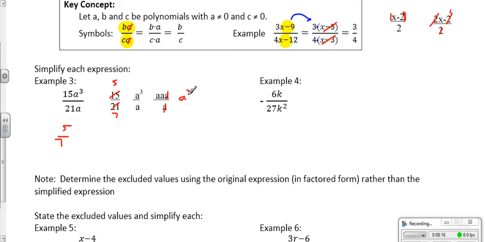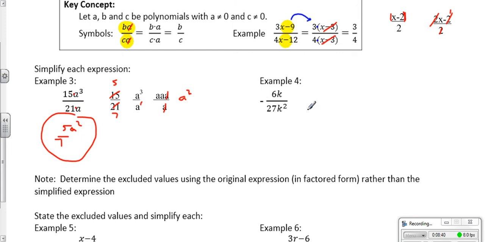For those of you that remember the rules of exponents, I would take 3 minus 1, top minus bottom, gives me a squared also. So our answer would be 5a squared over 7. Okay, and that would be it. Simplified. Again, they're being multiplied, so that's pretty easy.